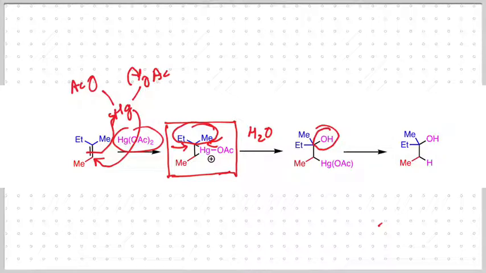So as a second reagent, we are using sodium borohydride here, correct? So this sodium borohydride breaks the bond between the carbon atom and mercuric acetate. And this sodium borohydride also acts as a source of H- and it gets added here. So that's how you get this product.